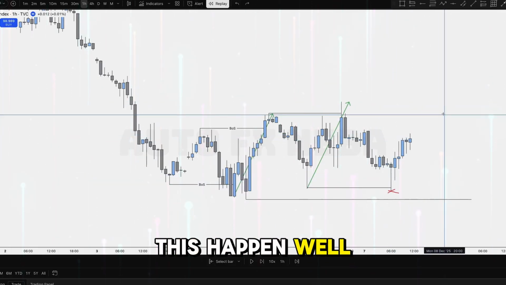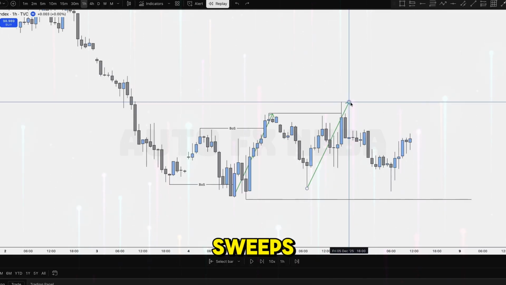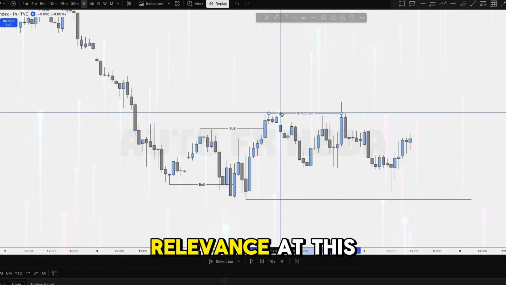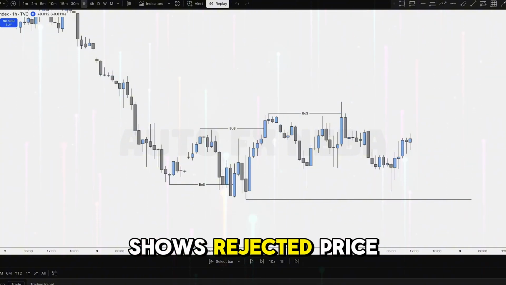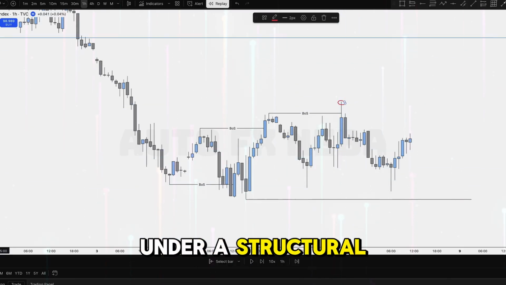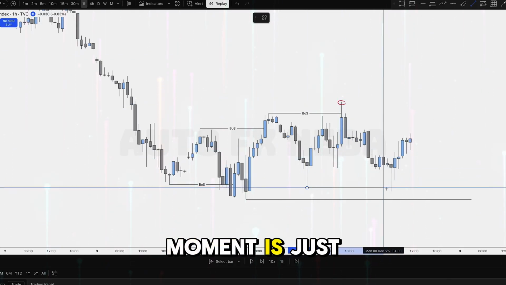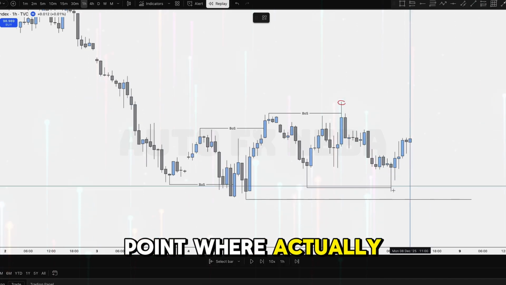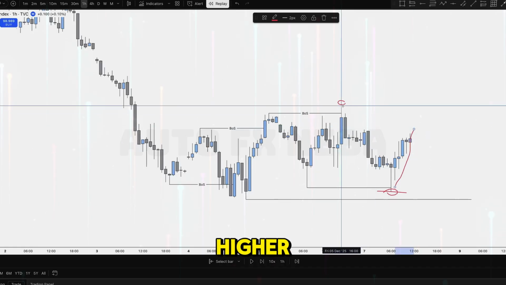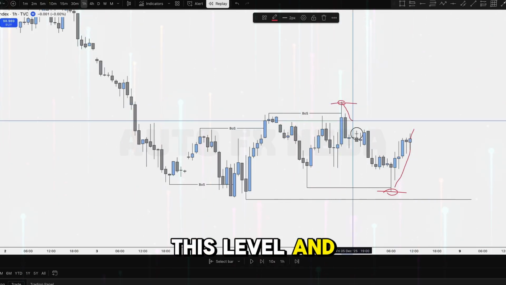Now, why does this happen? Well, this is something we call liquidity sweeps. We're going to get into liquidity in depth in a future class, but to explain it now, because it does have relevance at this point, if we get a wick that shows rejected price action, closing us over a structural high or closing us under a structural low, such as this one here, which at the moment is just internal, this is a point where actually we are seeing massive buying pressure kicking in at this level and driving higher, and massive selling pressure kicking in at this level and driving lower.